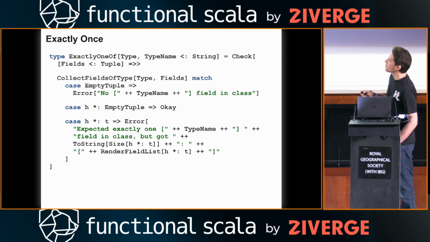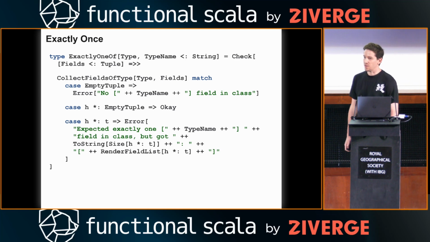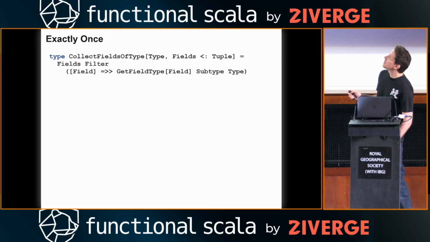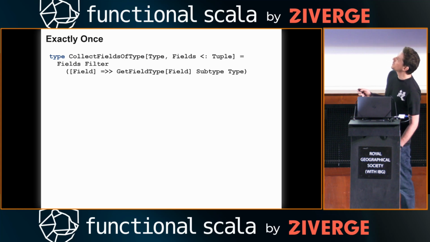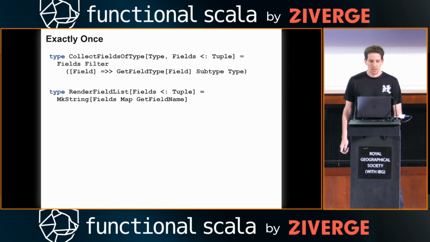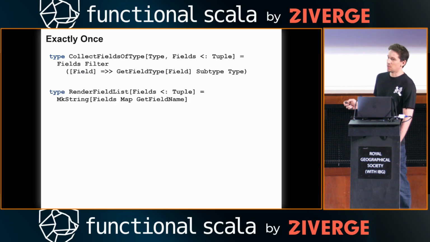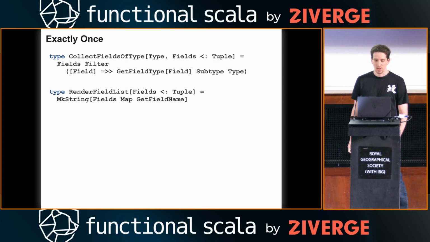And also there's a helper function that renders all the offending fields with this type. And here are the helpers. So collecting the field types is just a filter over the fields where you extract the type and check whether it's a subtype. And rendering is just mkString, just like collection mkString, but at the type level, applied to the field names that we just got.